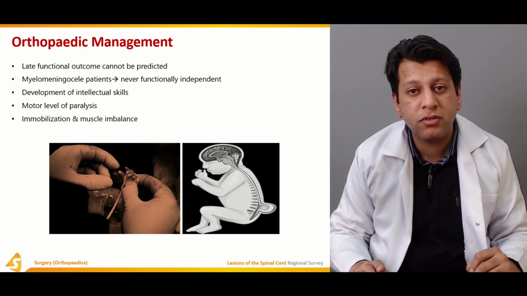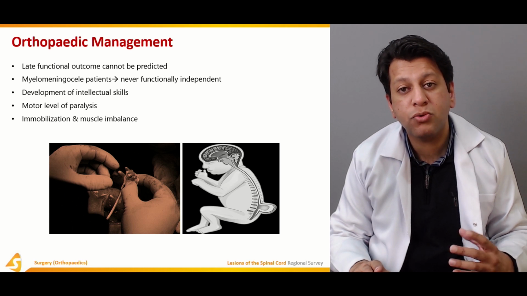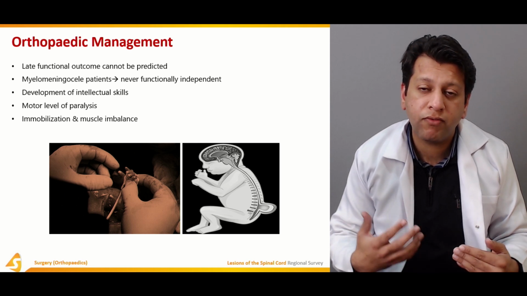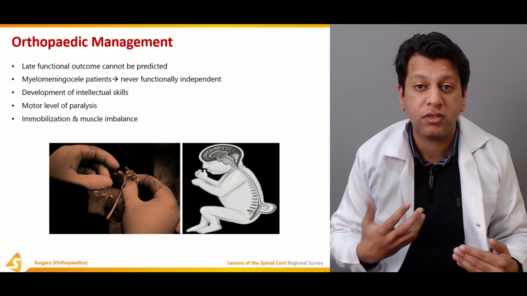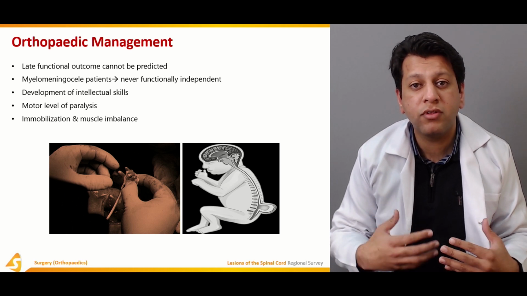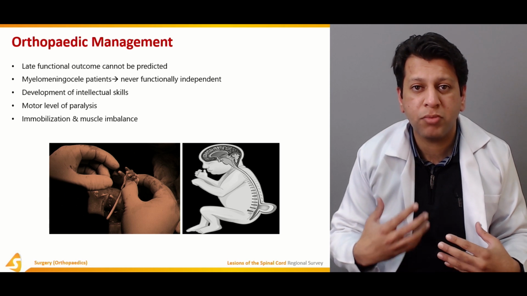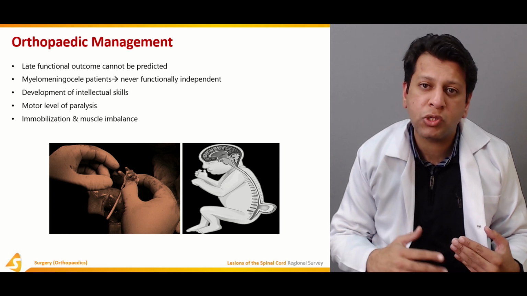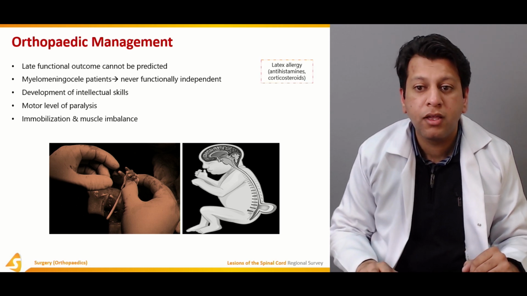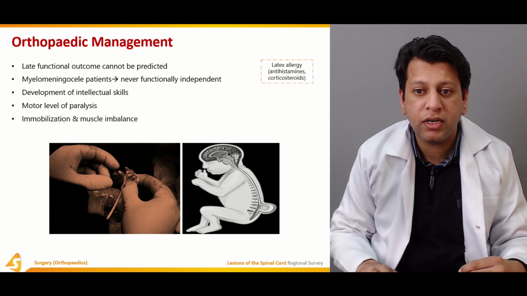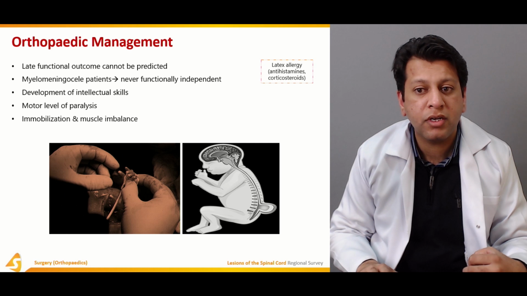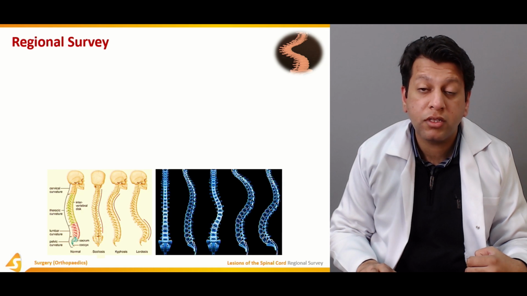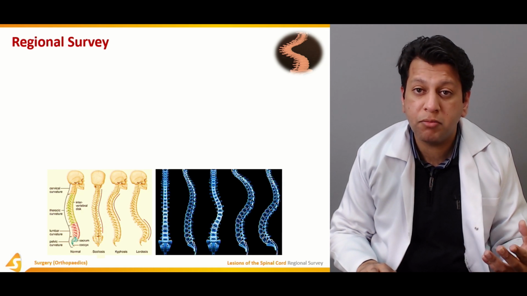As it is an upper motor neuron lesion, there may sometimes be associated spastic paralysis. Sometimes, to compensate, this would result in fixed flexion contractures or fixed extension contractures. To relieve the child of those contractures and make the joint more supple, sometimes immobilization and correction of muscle imbalance may be required in the form of orthosis or surgery. As I just told you, they're usually allergic to latex, and for that we can give corticosteroids and antihistaminics. Coming to the regional survey, these patients with spina bifida will have multiple other anomalies.